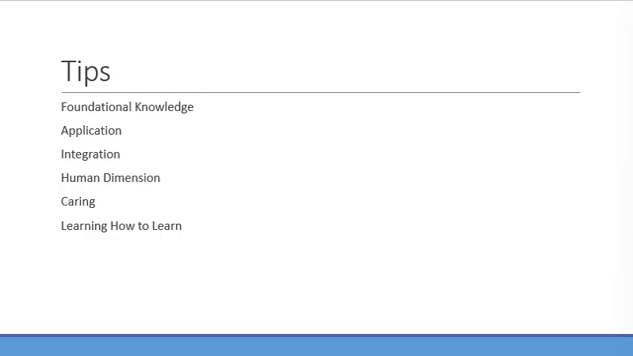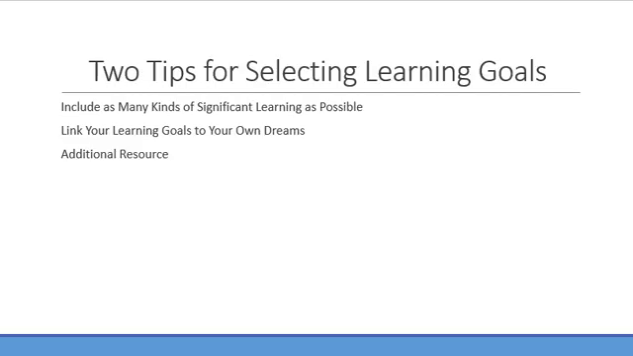For learning how to learn, this kind of learning is more complex because it has three distinct forms: becoming a better student, learning how to inquire about this particular subject matter, and becoming a self-directing learner. If one is selective and focused, it's possible to imagine a course addressing all three in one way or another, as the statements by the microbiology professor earlier on imply. Tips for selecting learning goals include as many kinds of significant learning as possible, and link your learning goals to your own dreams.